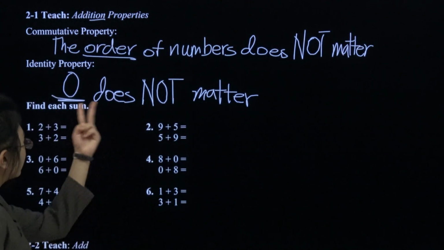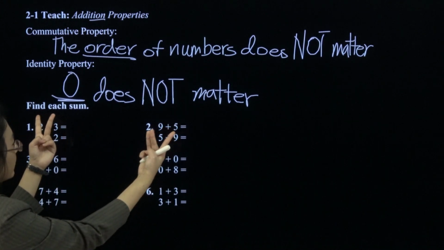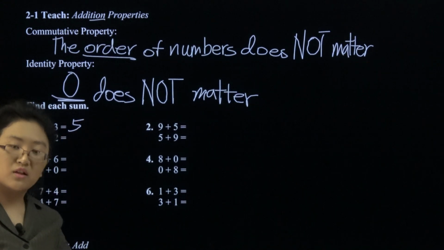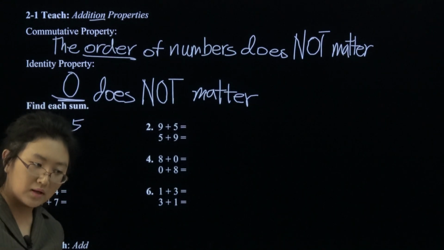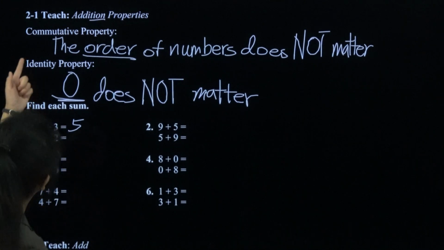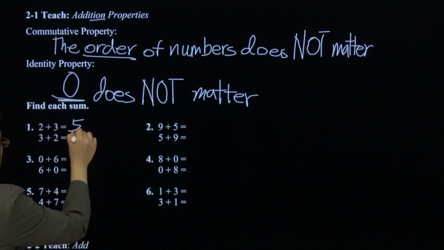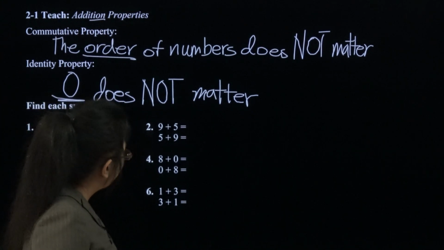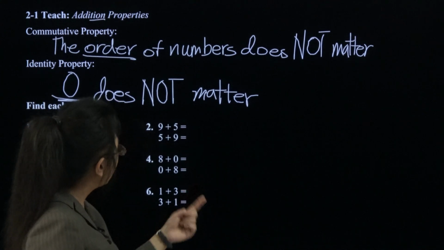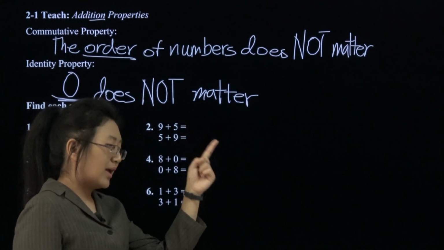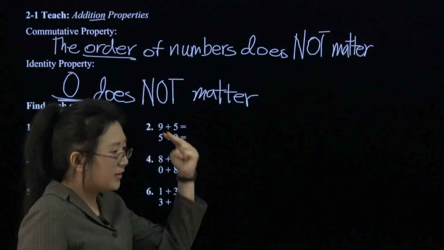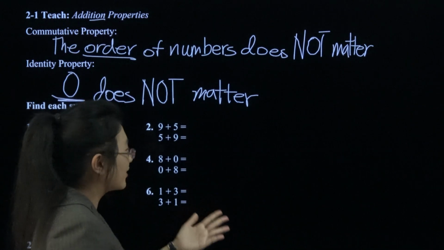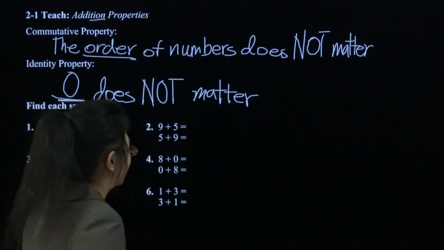Now, 2 plus 3. So you have 2 and you have 3. What's this? 1, 2, 3, 4, 5. 2 plus 3 equals 5. So what's 3 plus 2? Well, 2 plus 3 and 3 plus 2 is the same thing because of the commutative property. So it's still 5. Now 9 plus 5. So let's start with 9, and then we have plus 5. So that's 9 plus 1 is 10, 11, 12, 13, 14. So 9 plus 5 is equal to 14.